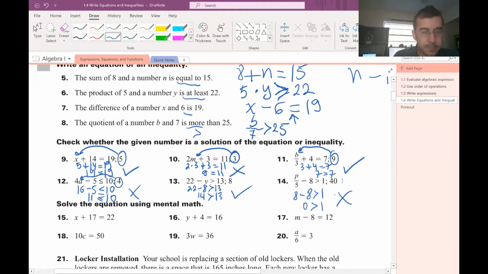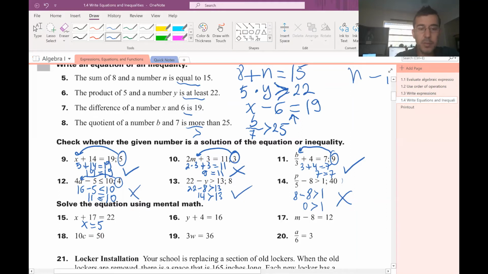So far, so good. Next one is 15. 15 through 20. Solve the equation using mental math. So x plus 17 is 22. What number do you add to 17 to get 22? When you add 5 to 17, it is 22. So x is 5, because 5 plus 17 is 22.